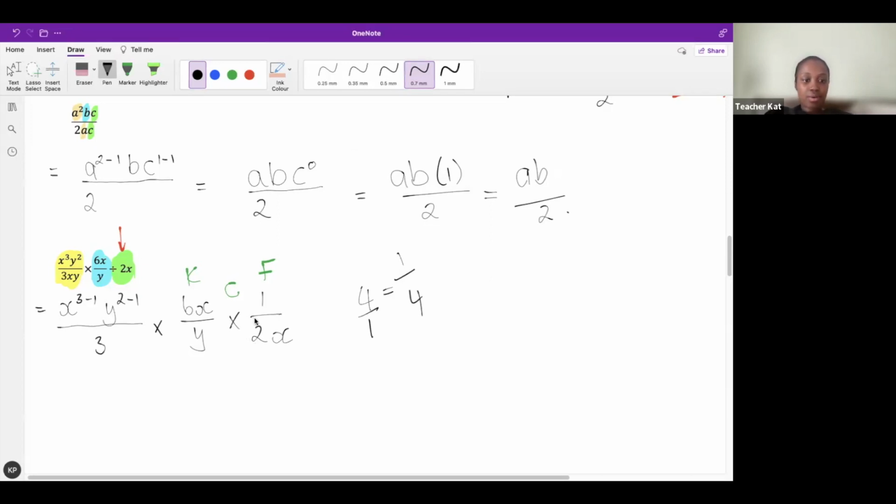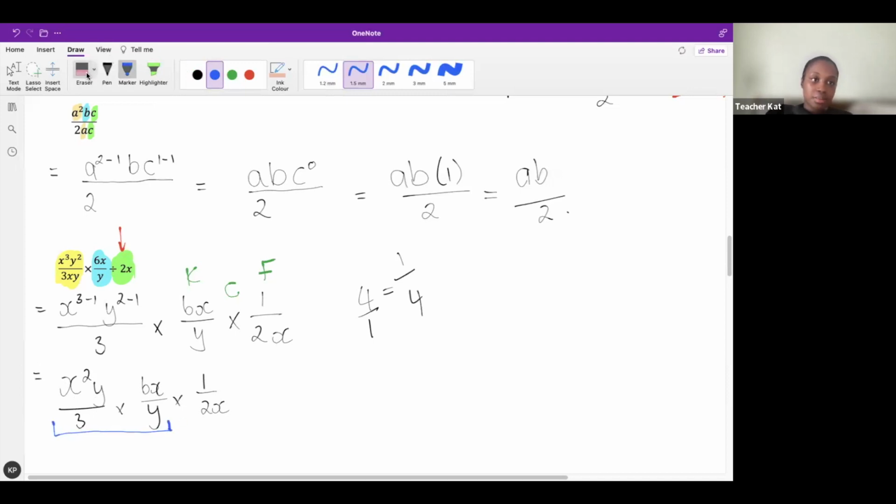So now we have our 3 fractions. Now let me update these ones. Now it's x squared y over 3 times 6x over y times 1 over 2x. Now, I recommend we work with 2 fractions at a time. So let's start with these 2 guys here, these 2 guys in the beginning. Okay. Let's multiply across equals.